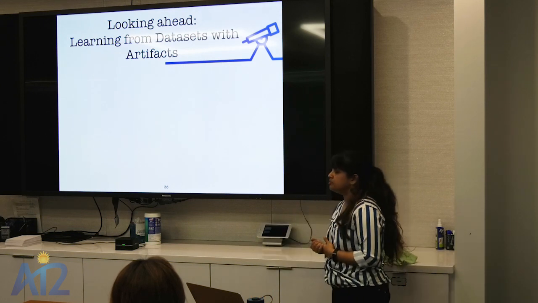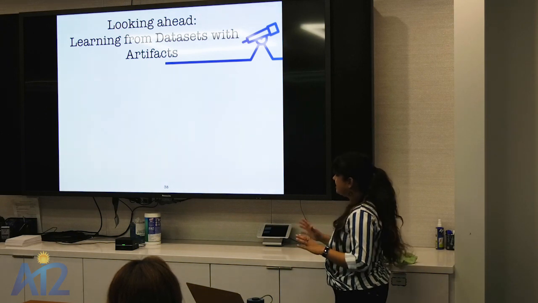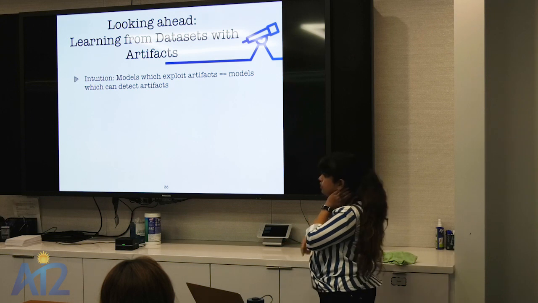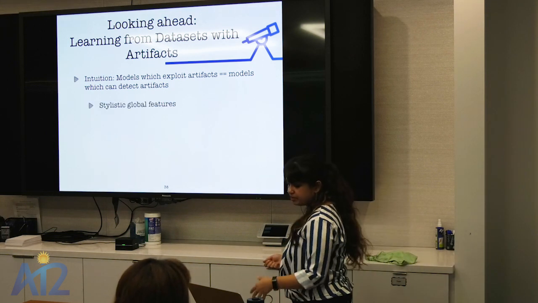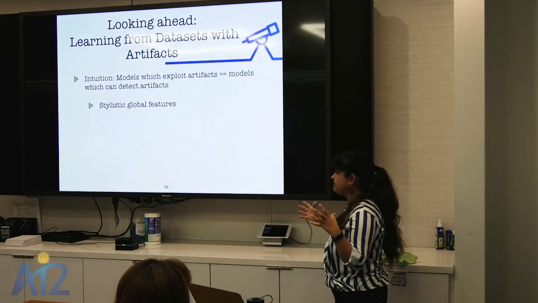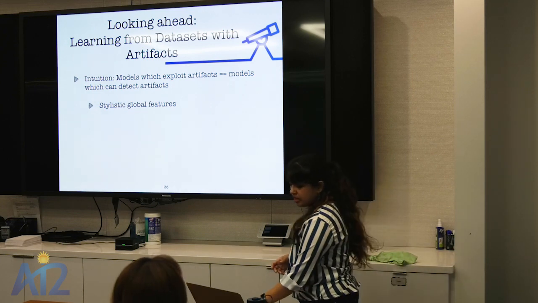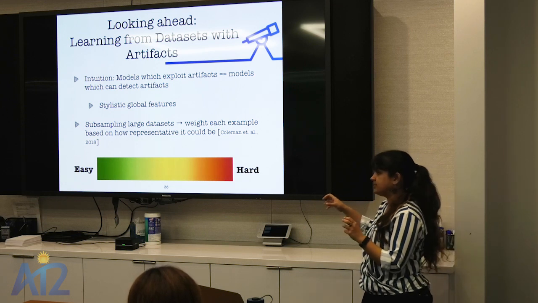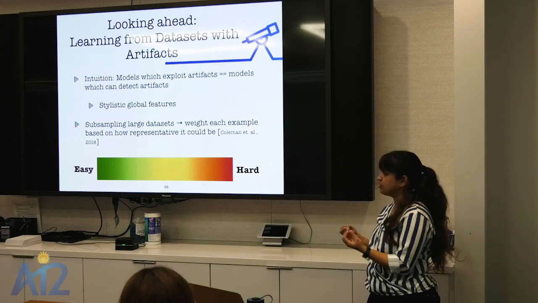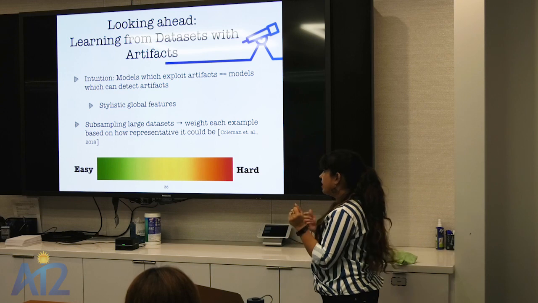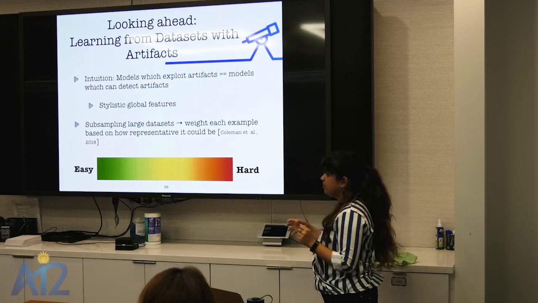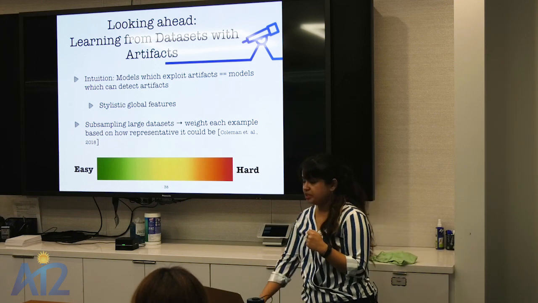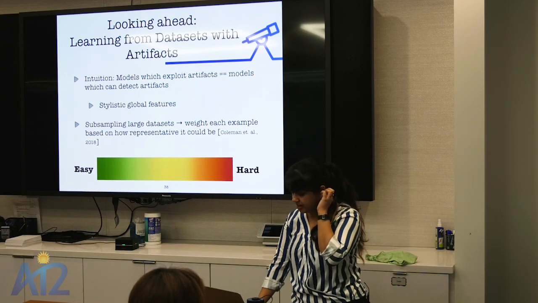So what do we do next? Let's just assume that we have a lot of these data sets with artifacts. What can we do next? The intuition here is that the models which exploit artifacts could be repurposed as models which can detect these artifacts. And to do that, we could use stylistic global features such as length of the sentence and word usage and so on. Now, once we have these kinds of artifact detecting models, maybe instead of treating every sample in the data set equally, we could treat samples differently based on how easy or hard they could be. So instead of assigning them these 0, 1 labels, we could assign them some kinds of weights to show how representative of the phenomena they're trying to capture they are. This is something I am interested in, to counter data sets with artifacts.